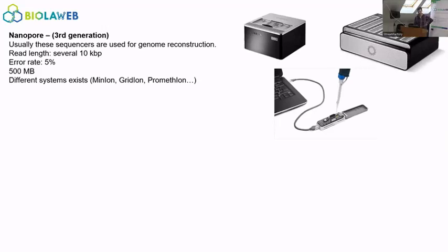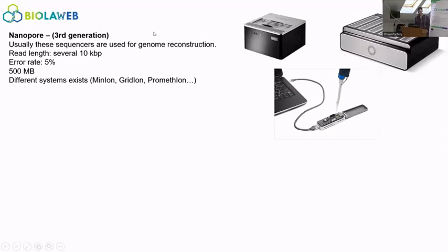Another sequencing technology, nanopore. So maybe you already saw this kind of very small sequencer. This is the MinION. There are others. Inside the sequencer you have a small device which is called the flow cell. Here you can parallelize this kind of small cell. So you have the smallest, medium, and the biggest size.